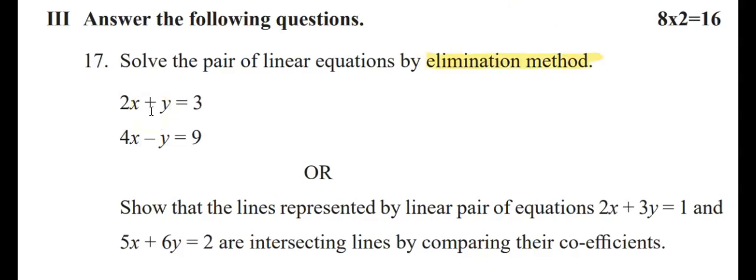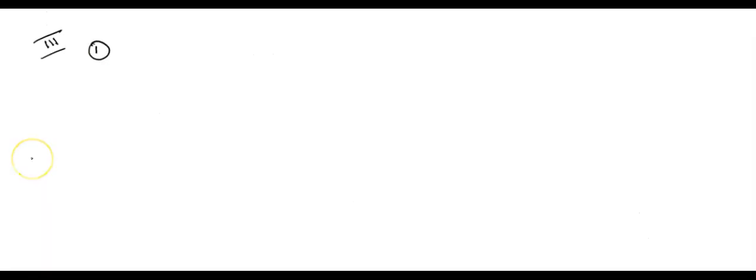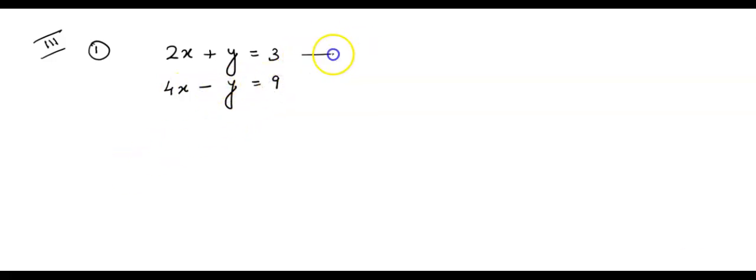The equations are 2x plus y is equal to 3, and 4x minus y is equal to 9. Come, let me solve this problem. The given equations are 2x plus y is equal to 3, 4x minus y is equal to 9. Let me say this is equation 1 and let me call this equation 2.